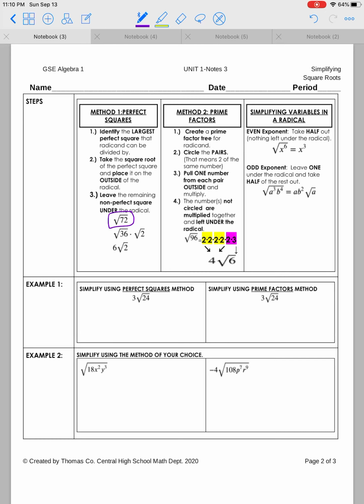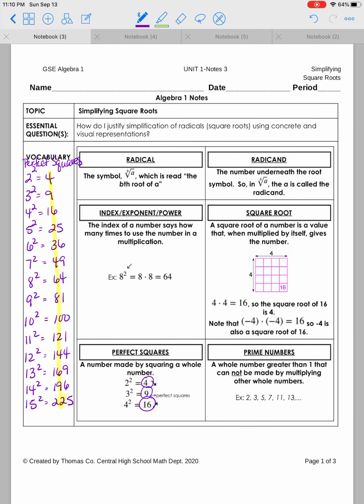So what I want to do is identify the largest perfect square that will divide into 72. I'm going to look down this list that I have marked in yellow, and I want the biggest number that will divide into 72. If you need a calculator, grab a calculator. You can go to Desmos. I've linked it on Google Classroom. I need to start dividing 72 by these numbers to see which one will divide into it. Now I want the biggest.